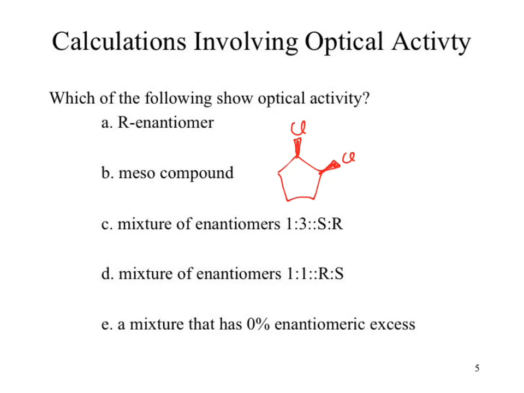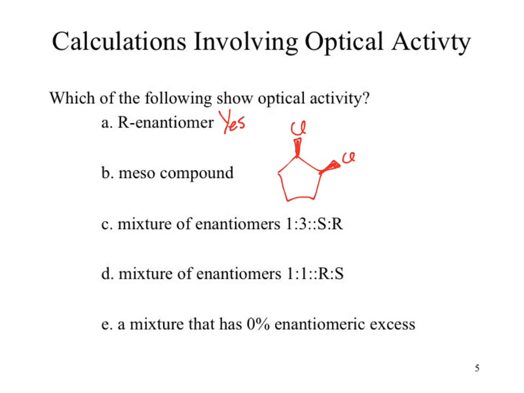What about meso? Depends. Remember that flow chart? Where is meso located? Under identical. Where is chiral located? Way the other direction, away from identical. A meso compound has chiral atoms, right, but it's not chiral.